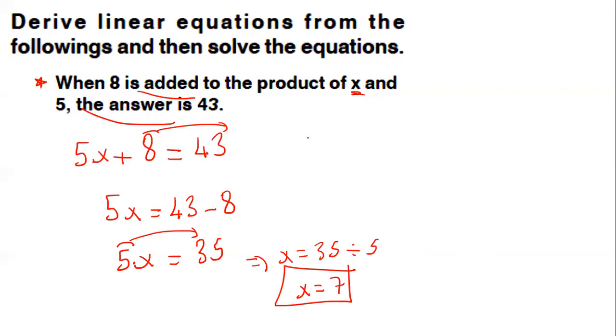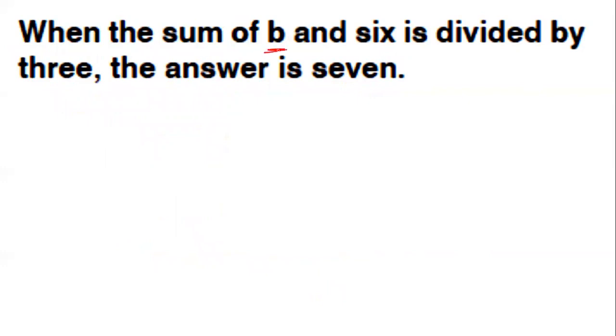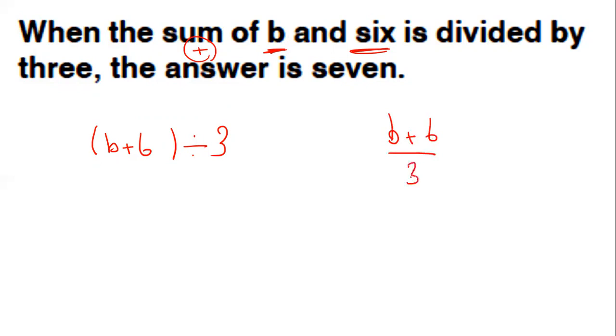And the next question is: when the sum of b and 6, sum means addition, is divided by 3, the answer is 7. See, you need to open the bracket for the sum of b and 6. You will say b plus 6, and divided by 3. It could be like this or it could be like this: b plus 6 over 3. The answer is 7. So this and this are correct.